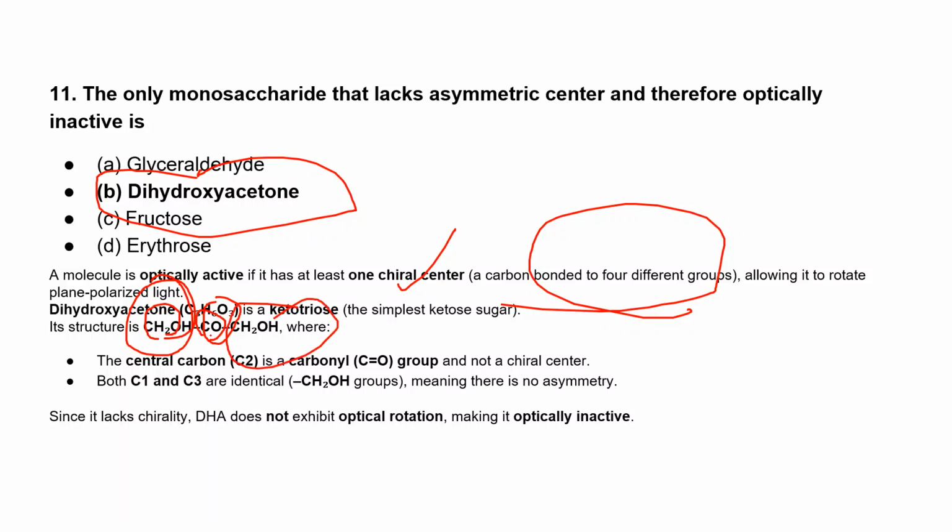So this second carbon, the carbonyl group, is not a chiral center because it has the same group on the first carbon and on the third carbon. It's identical. That means there is no asymmetry, right? They are exactly the same. So that's why they lack chirality, because they don't have four different groups. That's why dihydroxyacetone doesn't have any optical rotation, which makes it an optically inactive compound, right? So it lacks the asymmetric center, therefore it is optically inactive.